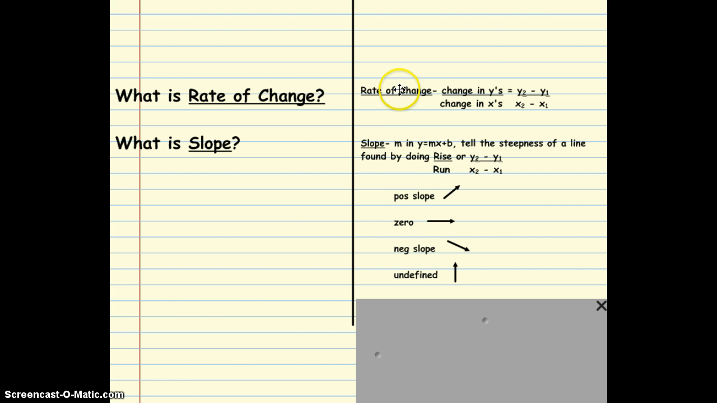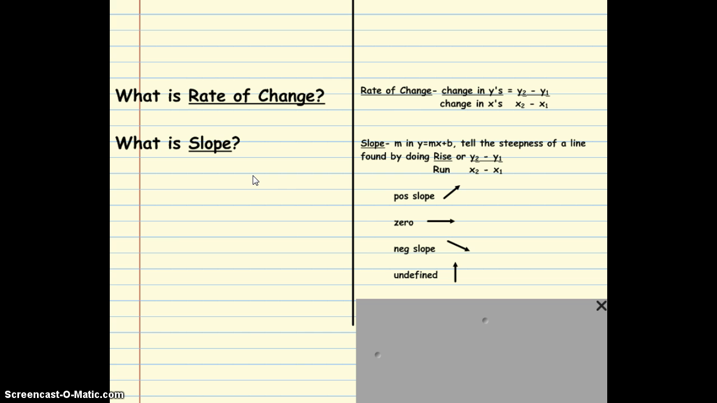Rate of change. Rate of change is our change in y's divided by our change in x's. The way that we find our change in y's is we subtract two y values. So we'll take a y value subtracted by another y value, and we just call it y2 minus y1. And we take two x values and subtract them, and then we divide them, and that will give us our rate of change. Slope actually also means the rate of change, and rate of change also means slope.